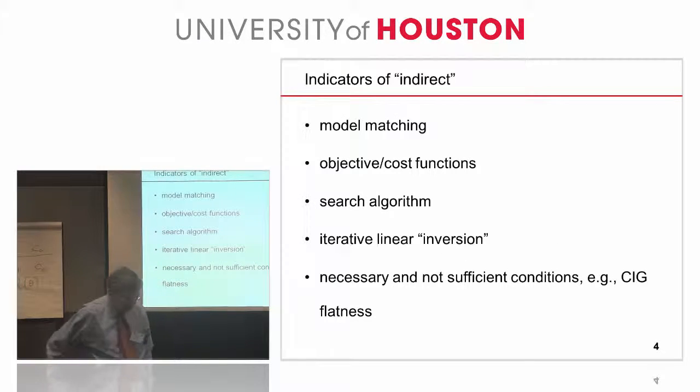So here are indicators of indirect: model matching, objective functions, cost functions, search algorithms, iterative linear, and we'll be talking about that in detail in a minute, and necessary but not sufficient conditions. For example, common image gathering problems, as an example.